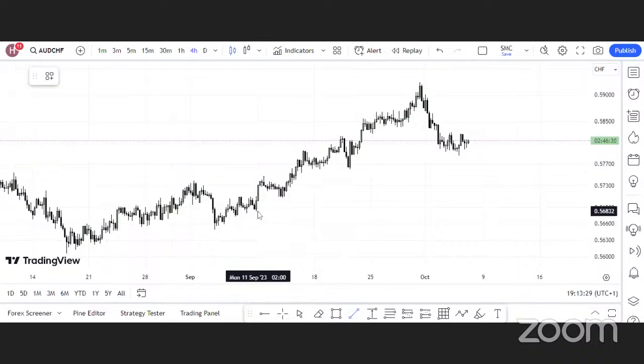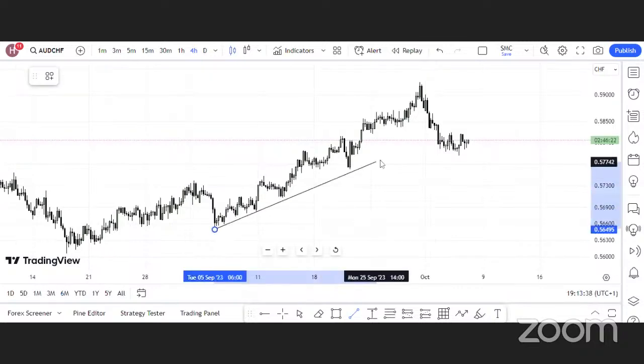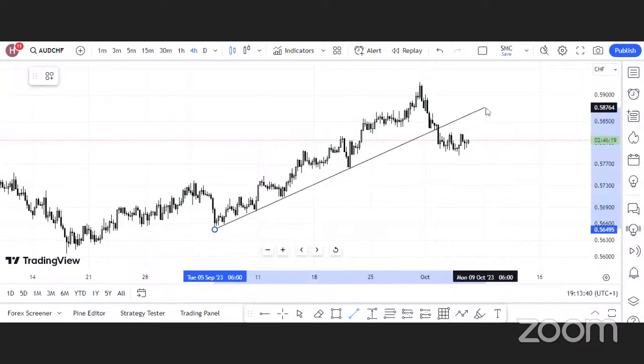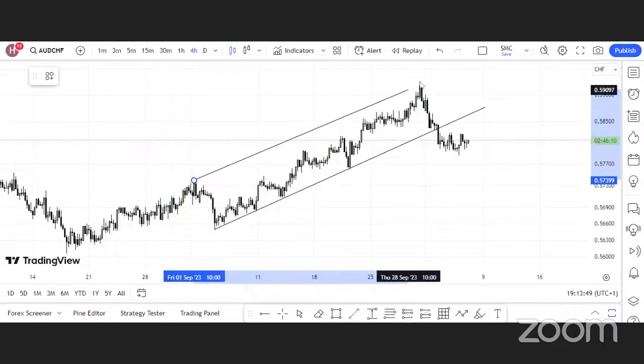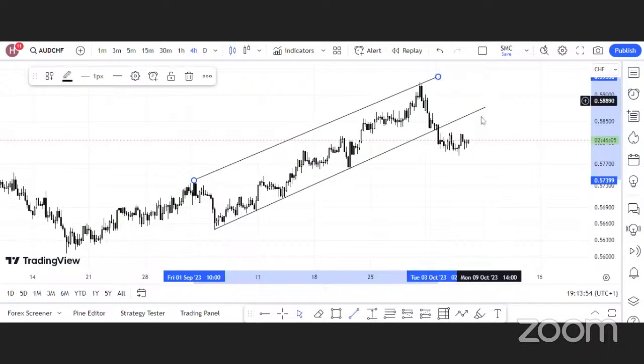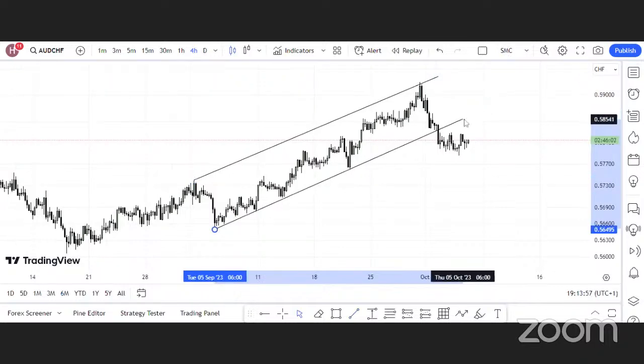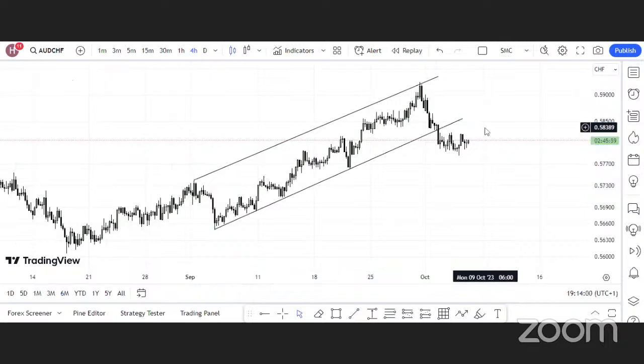1, 2, 3, 4. Okay. So we have so many rejection zones that we can draw our trend line from, right? So let me make it two, just so that we have a perfect channel. Yes, we have a perfect channel, guys. You see, it touched this so many times, and then it broke out. So now, the next thing we should be looking for is that the market broke out from here.